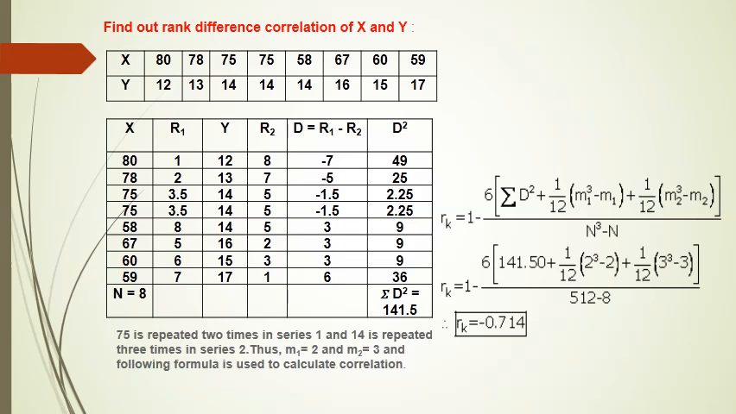60 sixth rank, 59 seventh rank and 58 eighth rank. Now for y, the highest value is 17, so it gets rank 1. Then for second, it is 16, rank 2; 15 gets rank 3. Then it is 14 and 14 thrice. That means 4th rank, 5th rank and 6th rank.